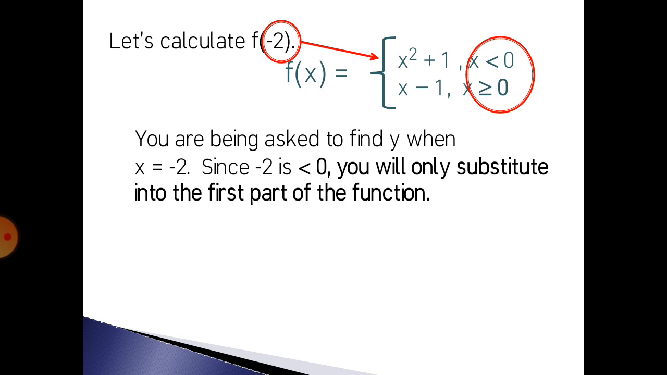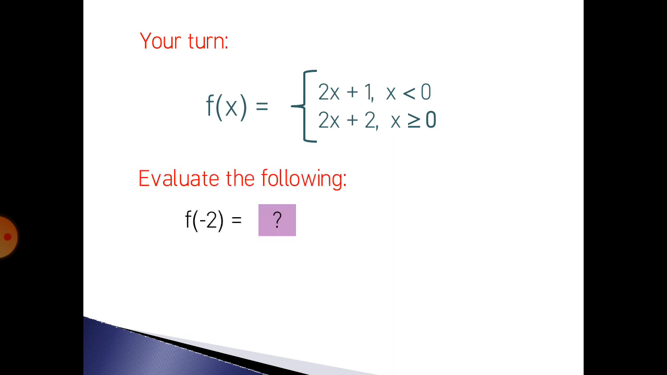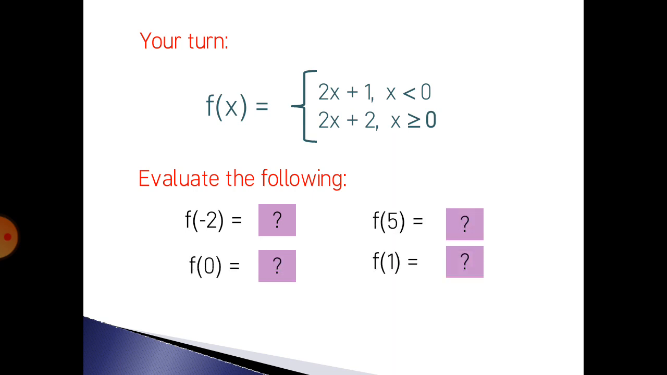So, you are being asked to find y when x is negative 2. Since negative 2 is less than 0, you will only substitute into the first part of the function. So, we substitute f of negative 2 equals negative 2 squared plus 1 equals 5. So, kindly answer this part. Then, afterwards, we will answer that later one by one.